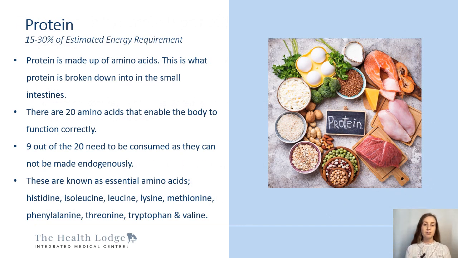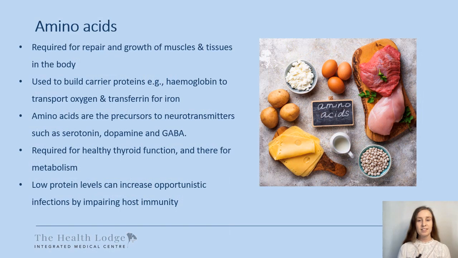So the last macronutrient to discuss today is protein. Protein is made up of amino acids, so otherwise known as building blocks, and this is what protein is broken down into in the small intestine. So there are 20 of these building blocks, known as amino acids, that can enable the body to function correctly, and 9 out of the 20 need to be consumed from your diet, as they cannot be made within the body. So amino acids are required for the repair and growth of muscles and tissues in the body.